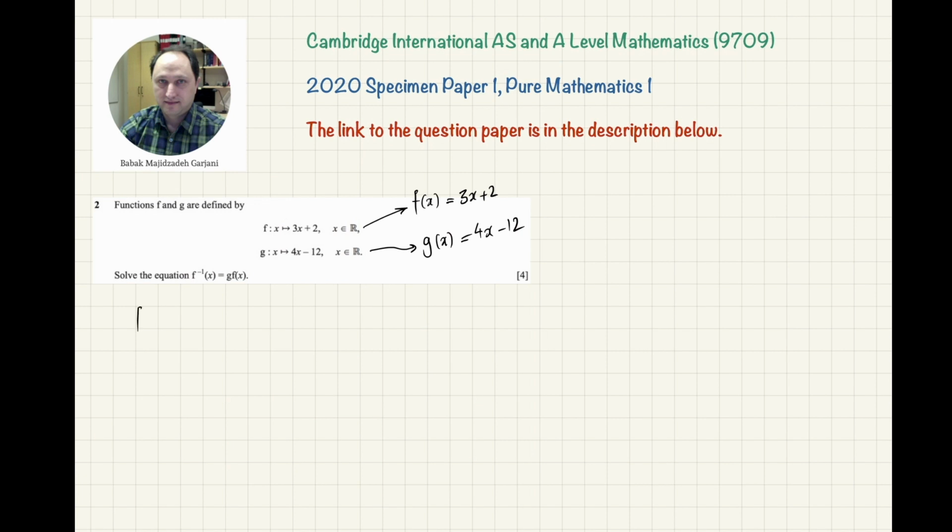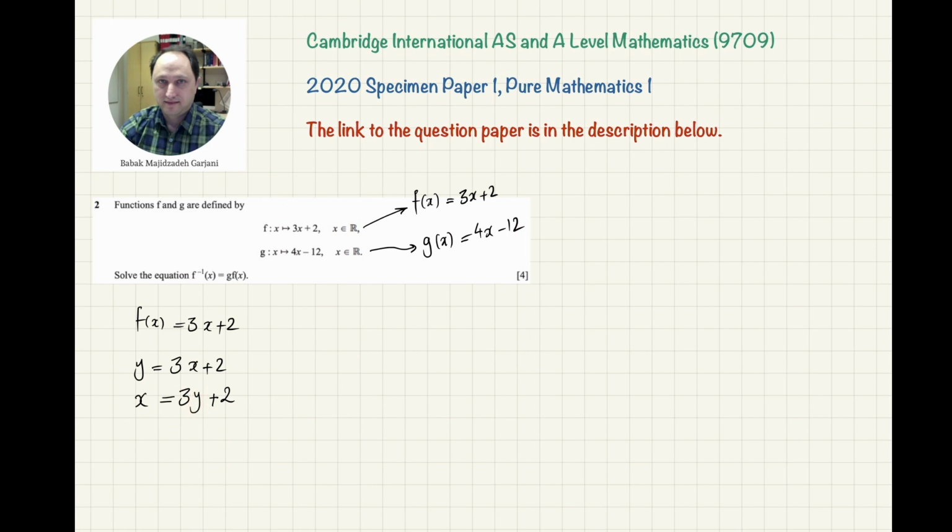So f of x is equal to 3x plus 2. Let me replace f of x by y, and then I will have y equals 3x plus 2. To find the inverse function, I need to interchange x and y. So instead of y, I write x, and instead of x, I write y. But it is very common to have x as the independent variable and y as the dependent variable, so this motivates me to calculate y in terms of x. This equation in this form is expressing x in terms of y. Now I want to do the other way around: write y in terms of x.